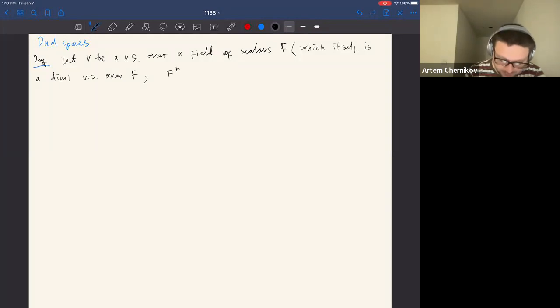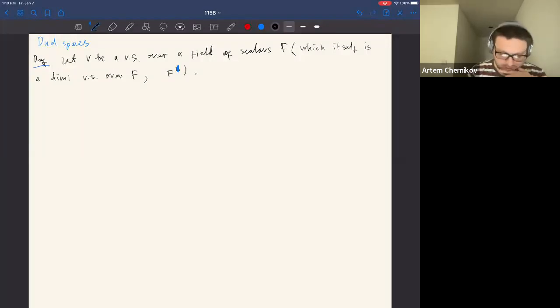So we know F to the power N. In this case, it's just F to the power one. So this is the field itself, yeah? F to the power one. Okay. So since we have these two vector spaces, V and the field of scalars F, we can talk about linear transformations between them, yeah?